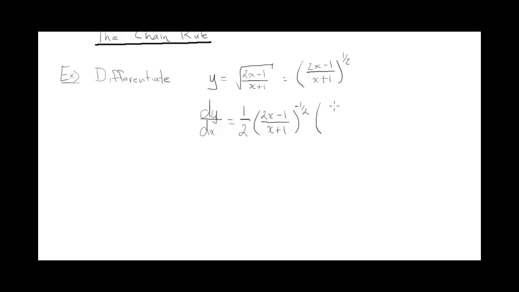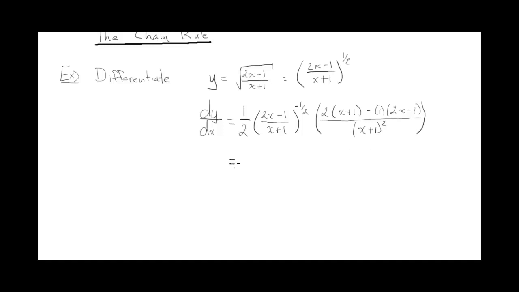Now we need to multiply that by the derivative of the inside, and the inside's a quotient, so we need to use the quotient rule for that. So the derivative of a quotient is the derivative of the numerator, so that's just 2, times the denominator, x plus 1, minus the derivative of the denominator, which is just 1, times the numerator, which is 2x minus 1, all over the bottom squared. Okay, so that's the derivative.